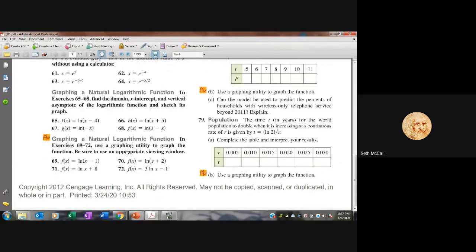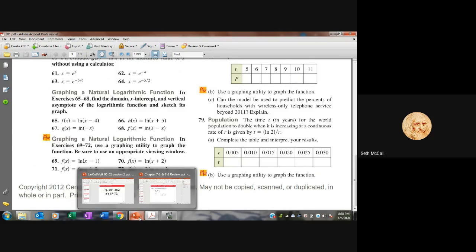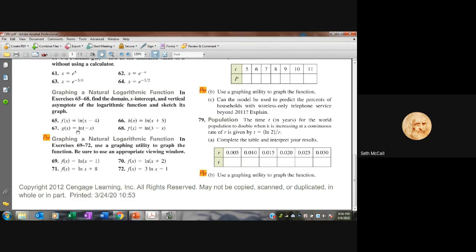So 67, the first one says find the domain, the x-intercept, and vertical asymptote of the logarithmic function and sketch its graph. As I told you whenever we learned how to graph natural log functions, I'm perfectly fine with you just using your graphing calculator to do this. However, I am going to go over this for these two and explain the way we would do this if we were just trying to do a rough sketch.